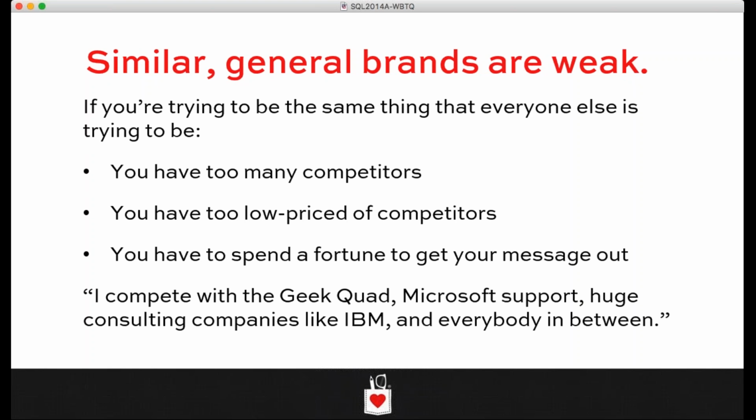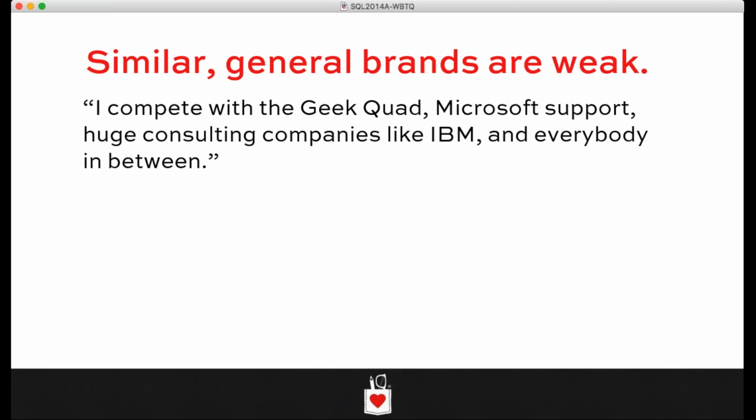I'm good and you should pay me. The more general you are, the more competition that you have. You're basically saying, when I work with databases and I'm trustworthy, I'm competing with Microsoft support, the Geek Squad down at Best Buy, IBM, Accenture, EDS, HP. Everyone who ever works with databases is going to try to claim those same brand words.